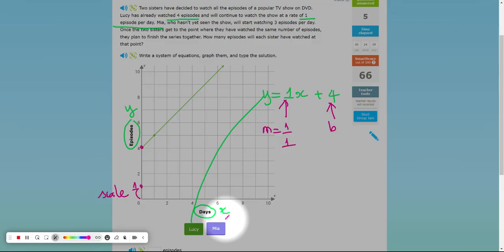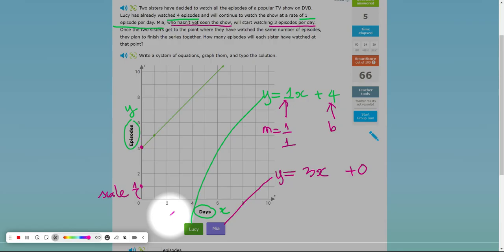Okay, so now let's go and graph, find the equation for Mia. Okay, here we go. Mia, y equal, let's see Mia, what happened to Mia? Mia hasn't seen the show. Okay, haven't seen. So plus 0 in the back. Okay, what? 3 episodes per day. So 3 in front of x.